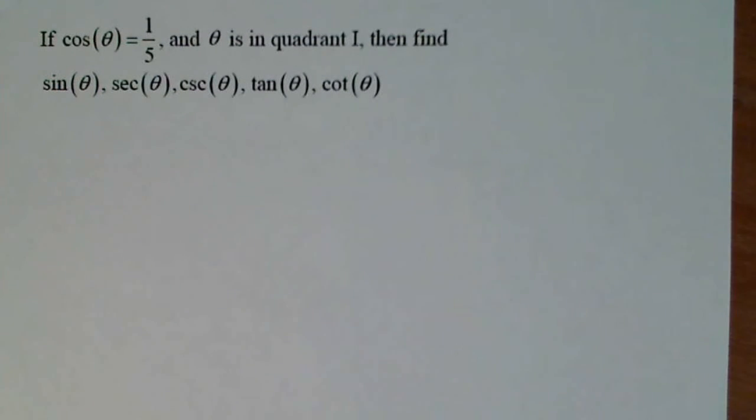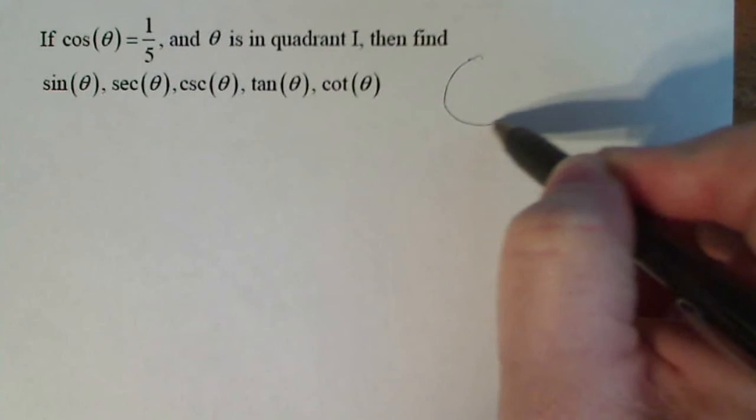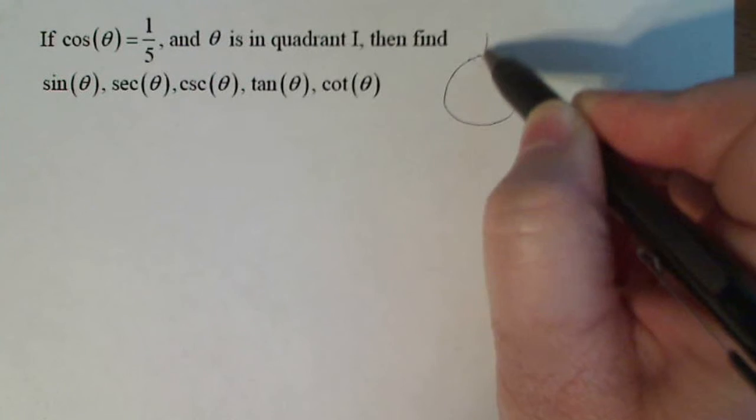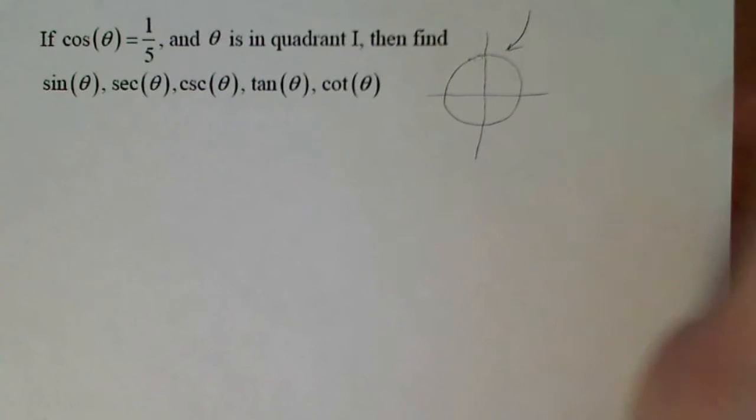Now, when you're doing these kinds of trig problems, it's always useful to draw a circle. I know a lot of you don't want to take the time to do that, but it does really help. Now, the quadrant that we're in is quadrant 1, which is important. That means all the signs of everything are going to be positive.